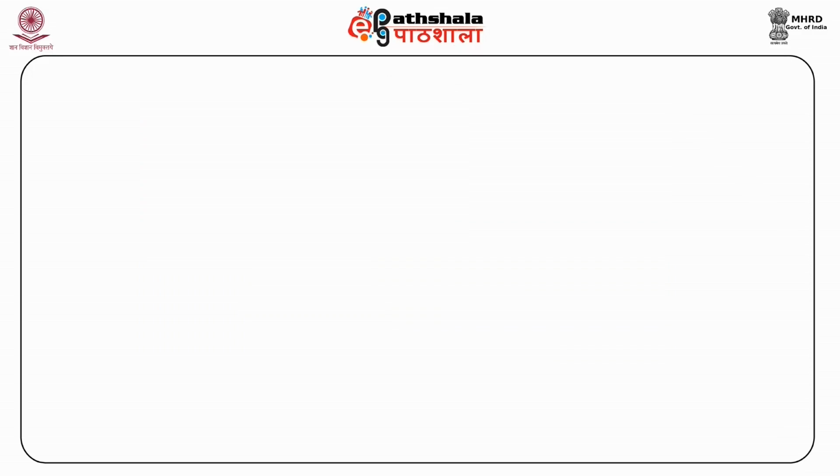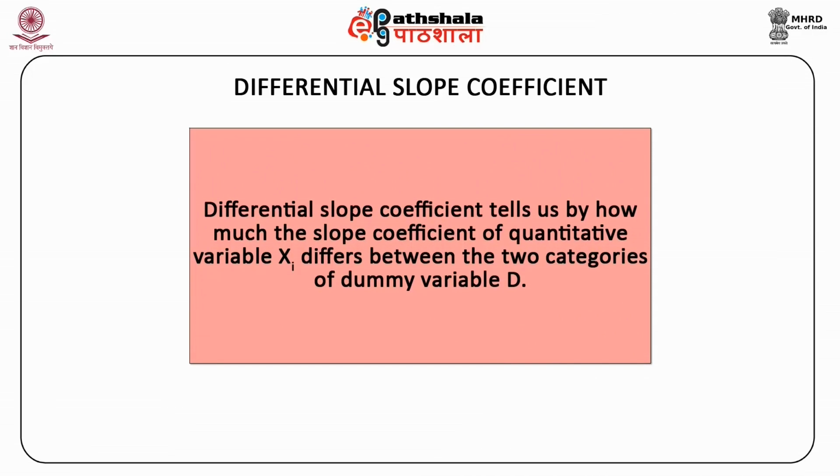A very crucial concept in dummy variables is differential slope coefficient. Beta 4, which is the differential slope coefficient, tells us by how much the slope coefficient of quantitative variable xi differs between two categories of dummy variable d. The example in the following slide will create further understanding on this concept.